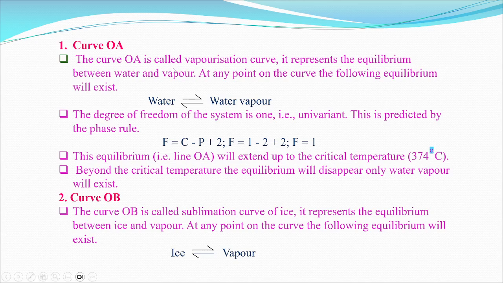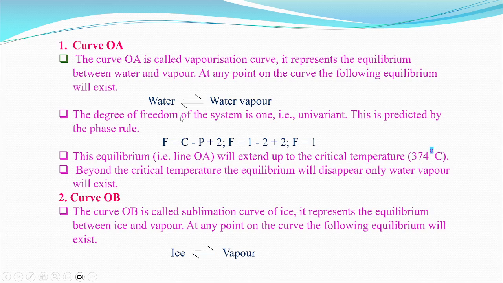Curve OA is called the vaporization curve. It represents the equilibrium between water and vapor. So, at any point on the curve, only this equilibrium will exist, that is, the water and water vapor equilibrium. If we apply the phase rule, that is F = C - P + 2, then the degree of freedom will be 1.